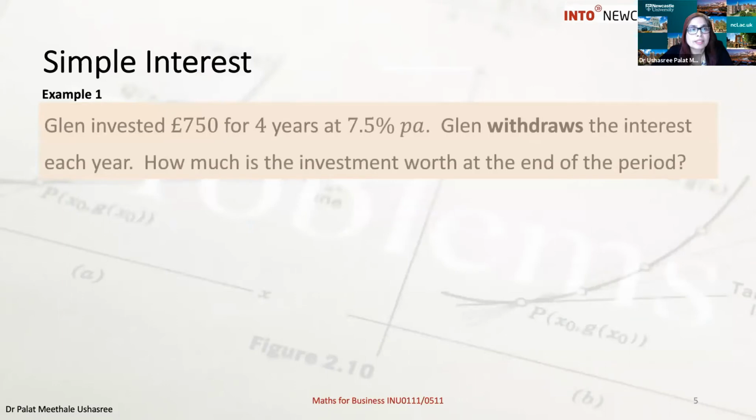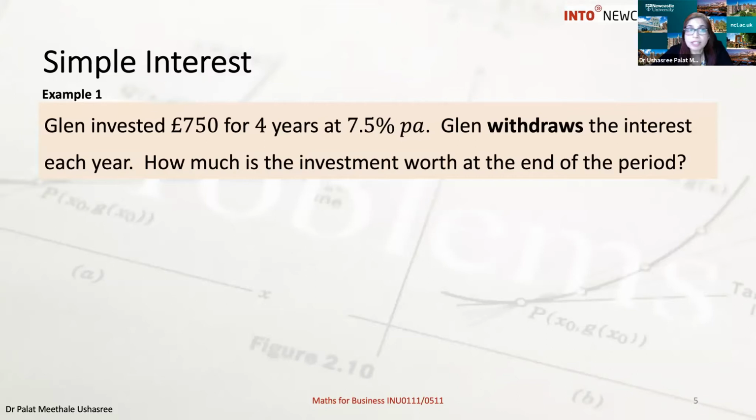Okay, so let's start with a simple example for simple interest and compound interest. Then we'll generate a formula. I'm sure you've done that in school days, but I just want to go through it before we do further topics on investment, because it's very important that you're good at compound interest to understand that. Okay, Glenn invested 750 pounds for 4 years at 7.5% per annum. Look at that, I'm using PA. It is a short form for per annum, per year.